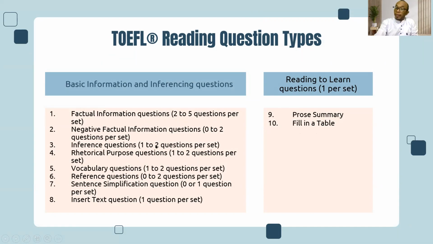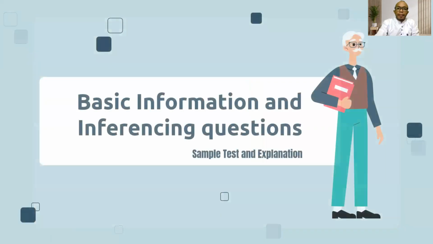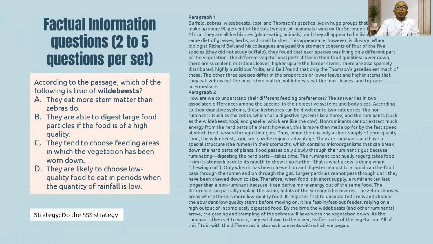Now, if you already forgot about these types of questions, make sure to take a look at the lesson from the previous one. All right. Okay. So let's take a look at each of the question examples and try to practice the strategies. Here we go. The first one is the basic information and inferencing question. And the first type will be factual information questions. And remember, there are 2 to 5 questions per passage for this, making it pretty common in terms of frequency to appear in a reading section of TOEFL iBT.